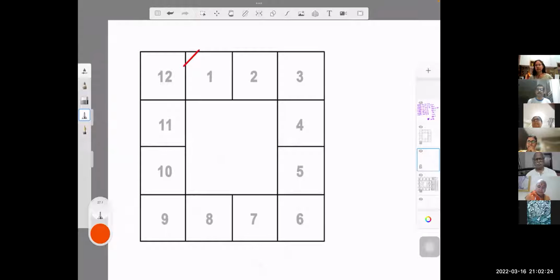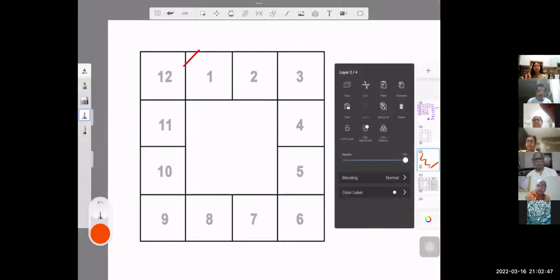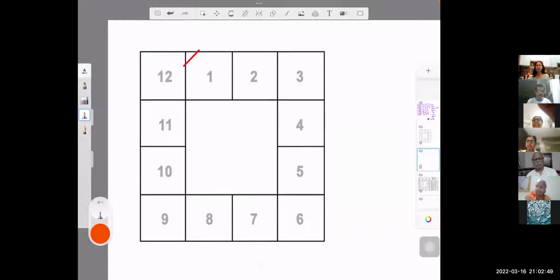Tell me. Your first house is what? Which number? My first house is the 8th Rashi. 8th Rashi. So this is your ascendant, correct? Yes. So this is your ascendant.